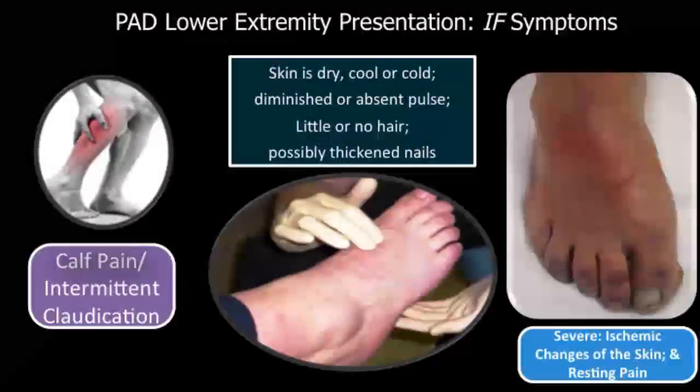Peripheral arterial disease causes changes in the lower extremity. Patients may complain of cramping in their calf, known as intermittent claudication. Skin of the foot could be dry, cool. A diminished or absent pulse could be present. In extreme cases, in severe PAD, there could be noticeable changes, cyanotic changes in color to the skin, which would be considered a limb-threatening emergency.